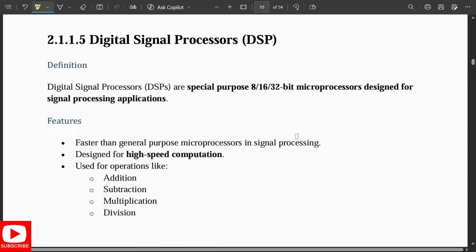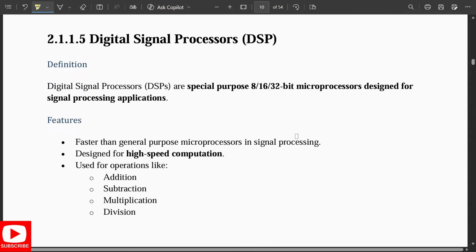Next comes the digital signal processors. These are special purpose 8, 16 or 32-bit microprocessors designed for a single processing application. They are faster than general purpose microprocessors in signal processing, and are designed for high speed computation. The operations can be addition, subtraction, multiplication, or division.